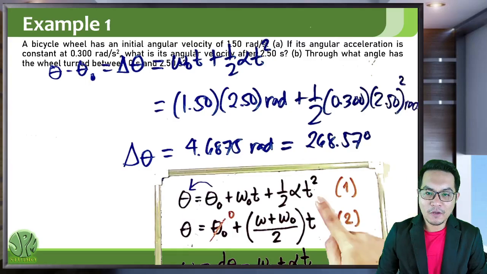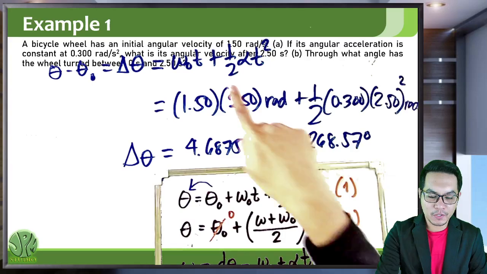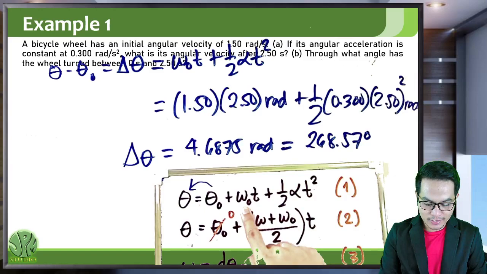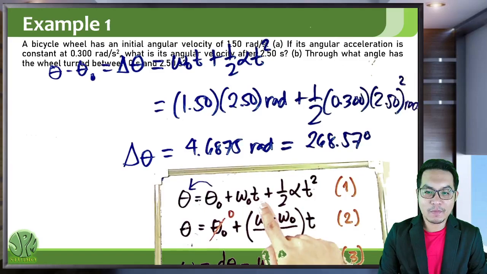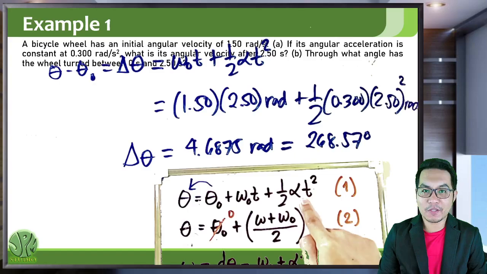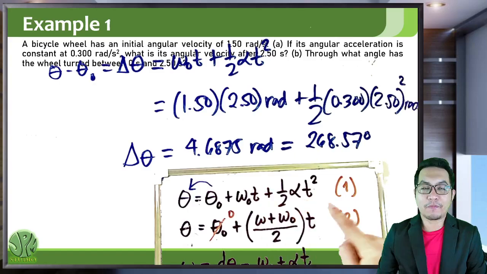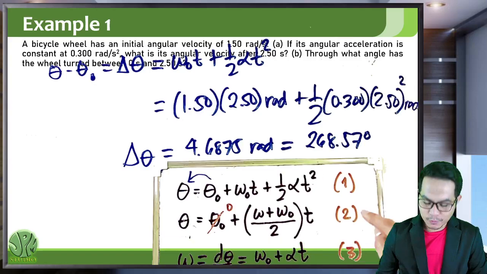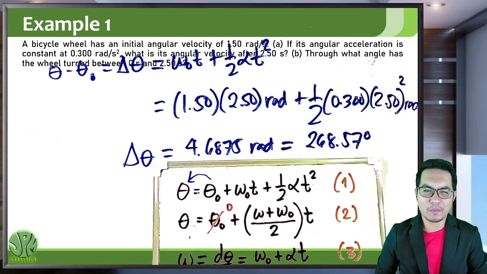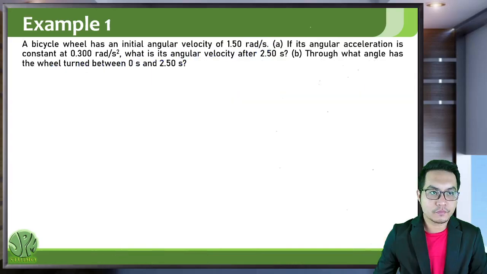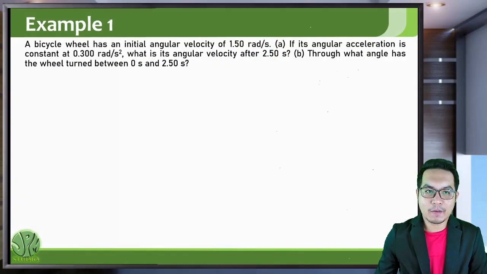While for equation 1, you will notice that you are only using given quantities. Omega naught is given, time is given, alpha is also given, angular acceleration is given. So equation 1 is the safer choice as compared to equation 2. But again, if you're sure with your calculations, either of the two equations can be used. So let's now have another example.